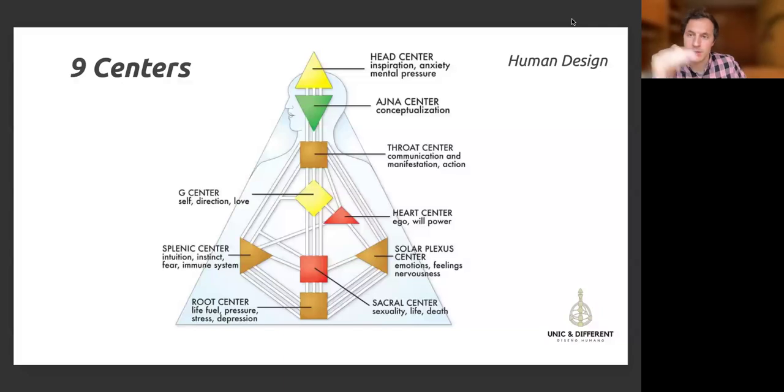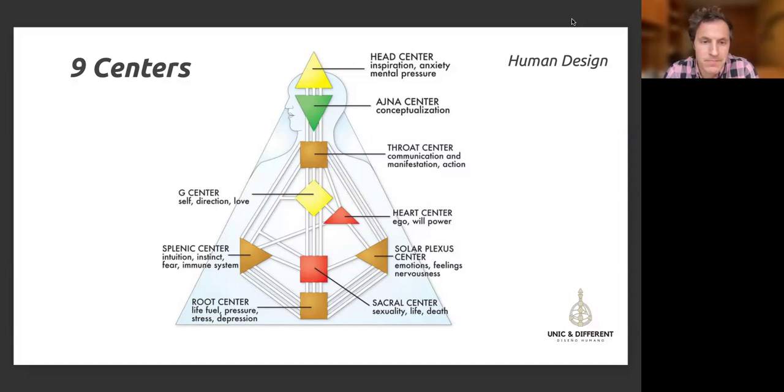Then when we go below, sorry, we have the Ajna center, which is more mental or conceptualization. It's like the processing of the thoughts, of the information. Then if we go underneath, we have the throat center, which is the communication, the manifestation as well, and the action, the taking of action, to manifest things, right?